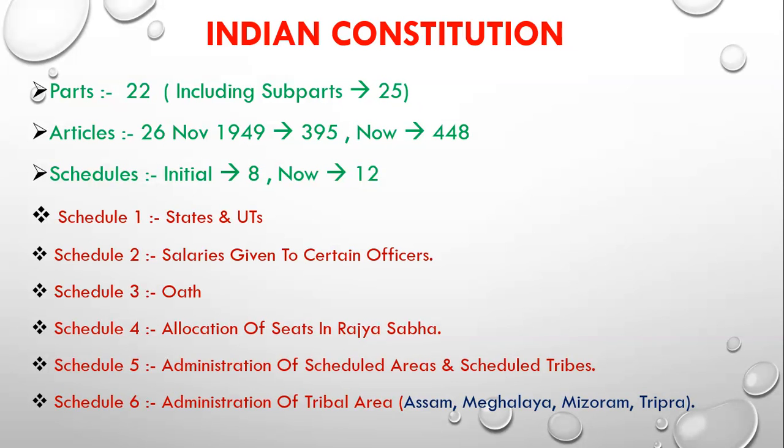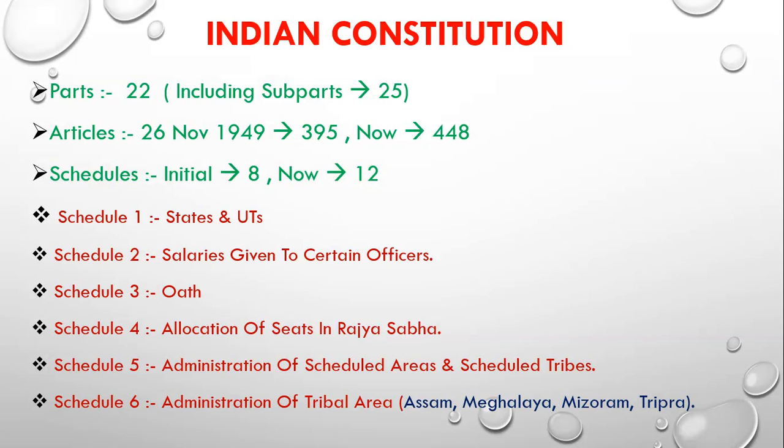Now, what is Schedule 5? Schedule 5 deals with the administration of scheduled areas and scheduled tribes. So what are scheduled and tribal areas? These are those areas where the population of tribes is very much, means where tribes are more in number, where tribal people are living more in number. So in Schedule 5, there are the provisions of how to administer the scheduled areas and tribal areas.